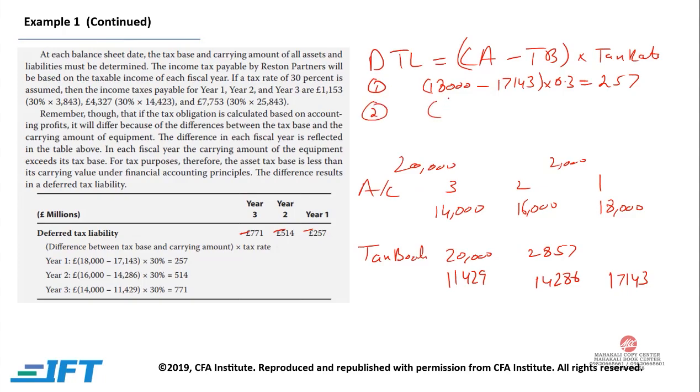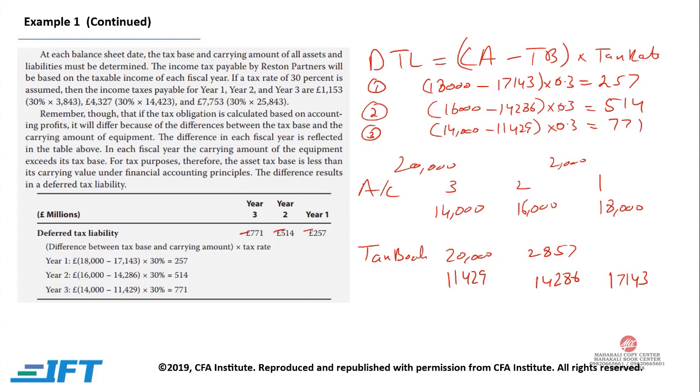Year two, this would be 16,000 minus 14,286 multiplied by 0.3, which is 514. Year 3 would be 14,000 minus 11,429 into 0.3, that is again 771.